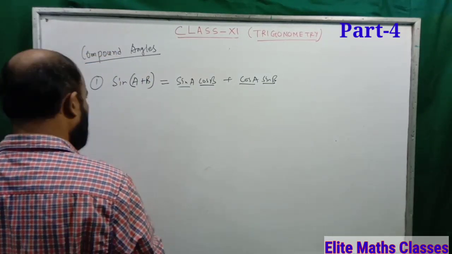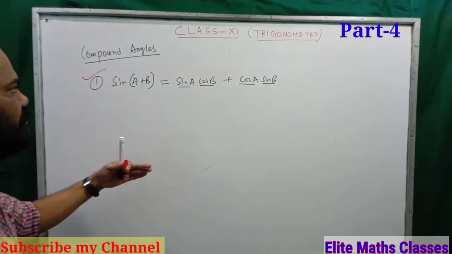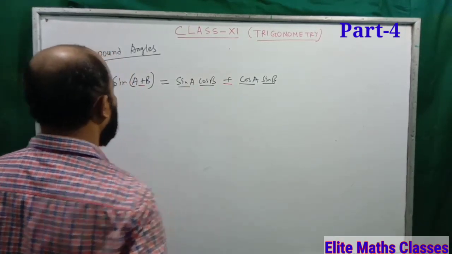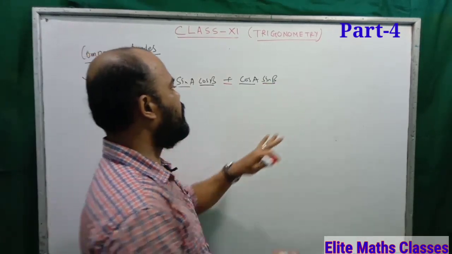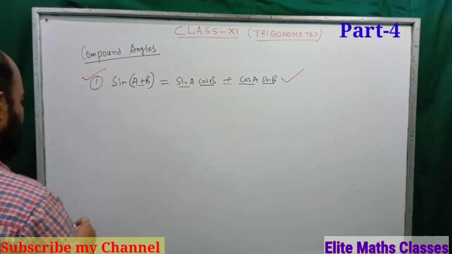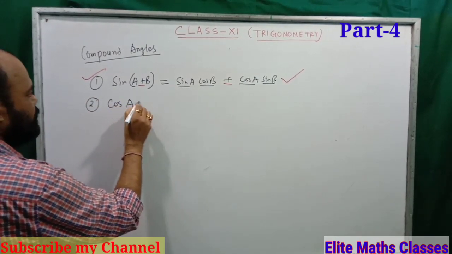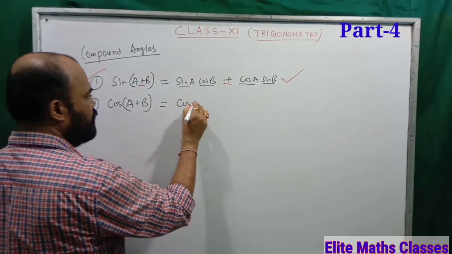Once you memorize this one, you can easily memorize the other formula. If it is minus, here it will be minus. So what is the formula for sin A minus B? It will be sin A cos B minus cos A sin B. So this is one done, sin A plus B. The second formula is for cos. If it is cos A plus B, for cos, you just remember that it is cos.